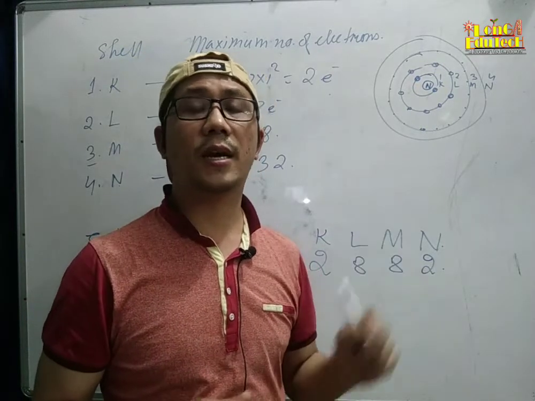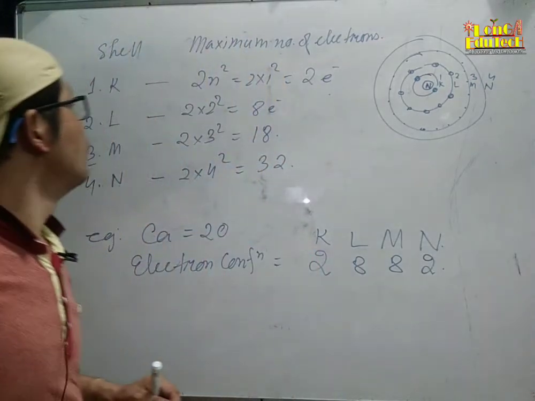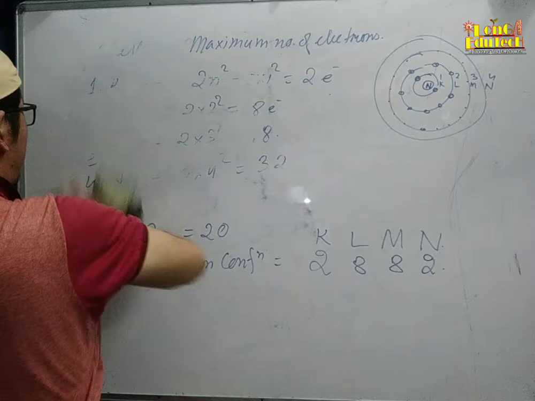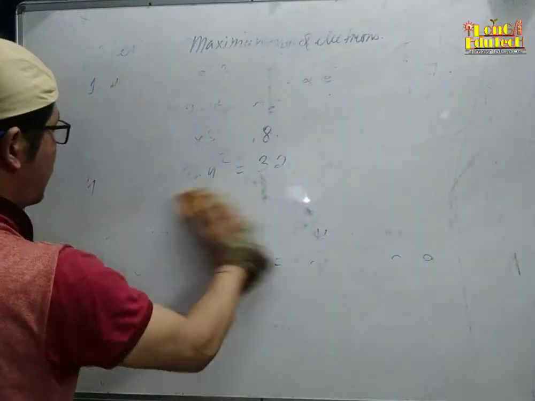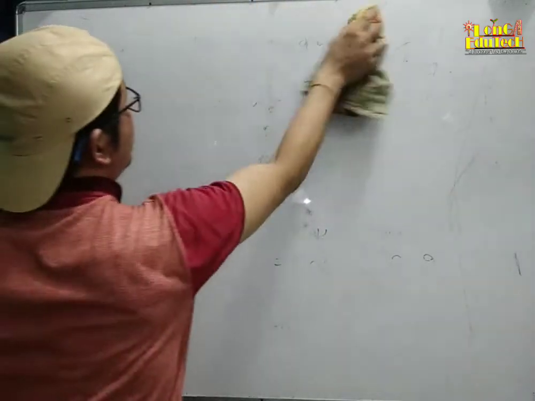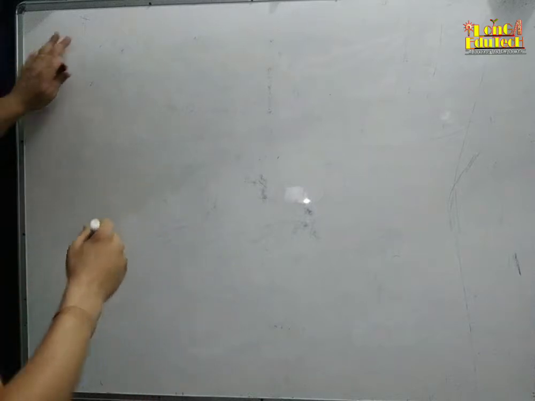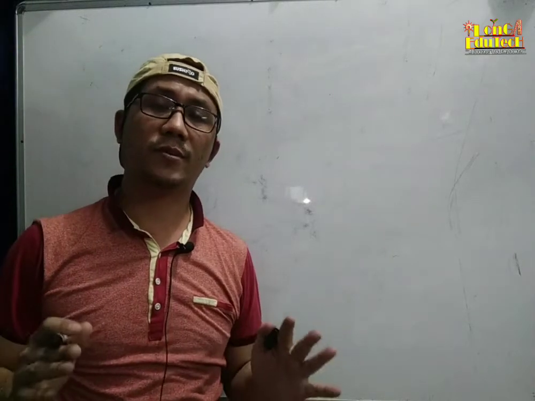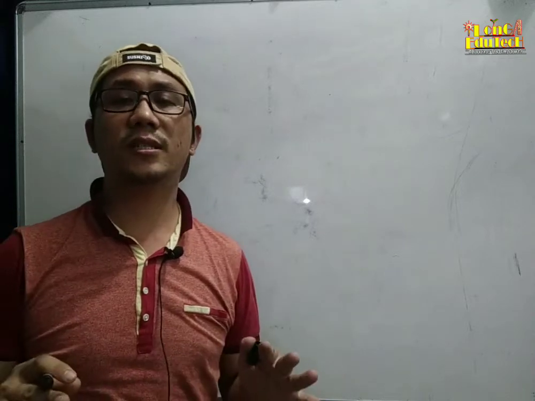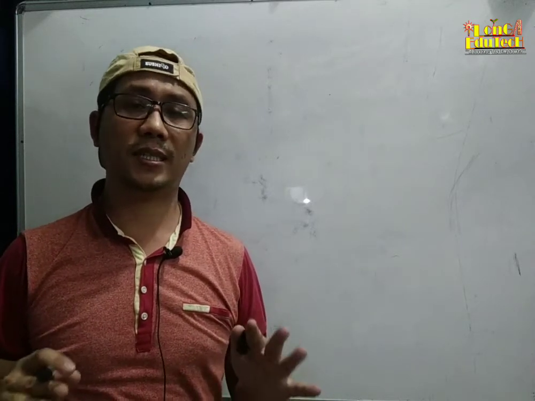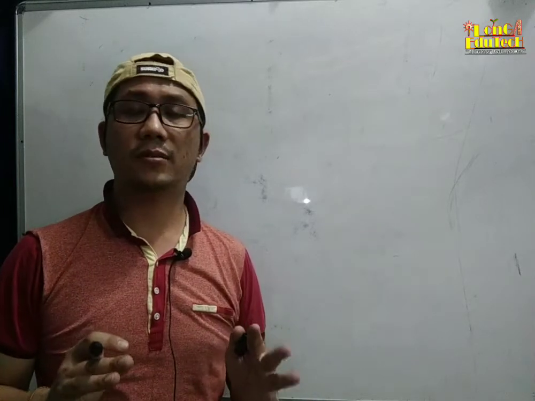Let us go for the electronic configurations of the other elements now. We are going to find out the electronic configuration along with its valency. So I will write the first 20 elements, their electronic configuration and valency also. So let us learn. This is our main important topic that we are going to discuss today.